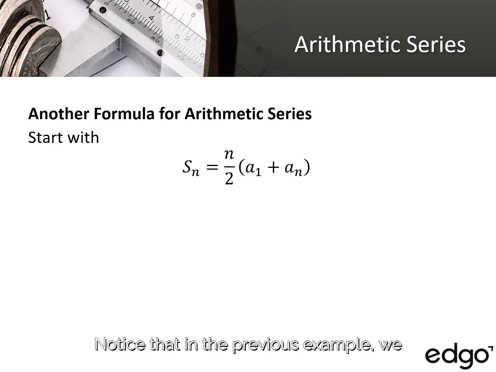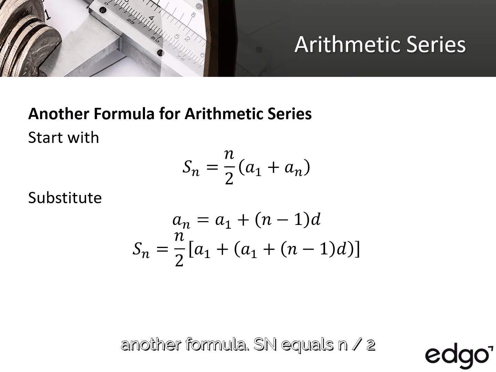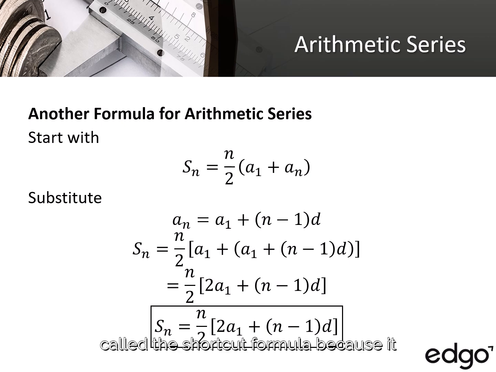Notice that in the previous example, we first had to find In, or the last term, before we could compute the sum. Sometimes, we can avoid that extra step. Recall that In equals I1 plus the quantity n minus 1 times d. By substituting this expression into the arithmetic series formula, we obtain another formula: Sn equals n over 2 times the quantity 2I1 plus the quantity n minus 1 times d. This is called the shortcut formula because it allows us to compute the sum directly without first finding the last term. Instead of finding In separately, we substitute the values of I1, d, and n directly into the formula. This saves time while giving us the same correct answer.